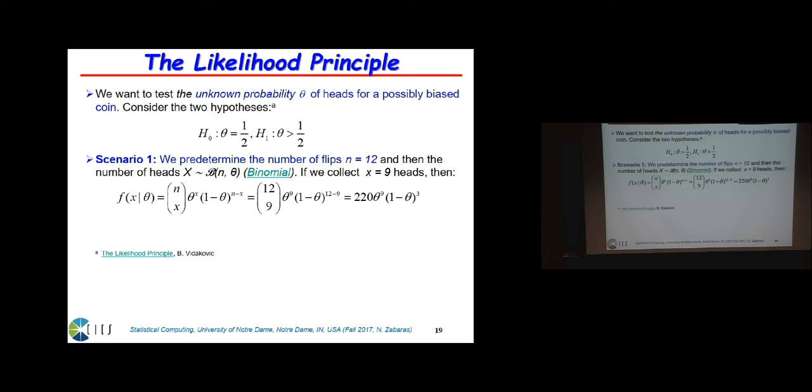So we do 12 and we collect data x equal to 9 heads. So the likelihood looks like that. Everybody agrees? Okay? All right, so out of 12, 9 is heads, so theta to the 9th, 1 minus theta to the 12 minus 9. It looks like that.